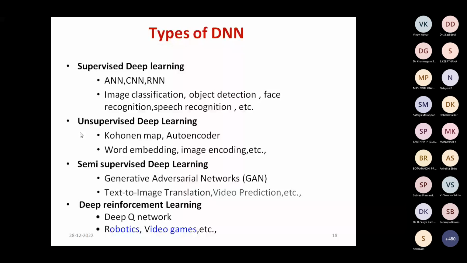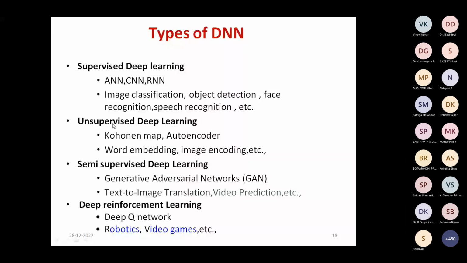Similarly, there are certain neural network models, autoencoders and Kohonen map. Kohonen map is a self-organizing map, used for applications like color coding, image encoding, word embedding. These deep neural networks follow unsupervised deep learning, which means that we may use a training data set without any labels. Based on the relationship between the attributes, it will try to do image encoding or word embedding.